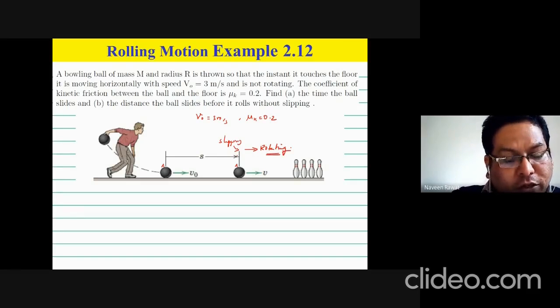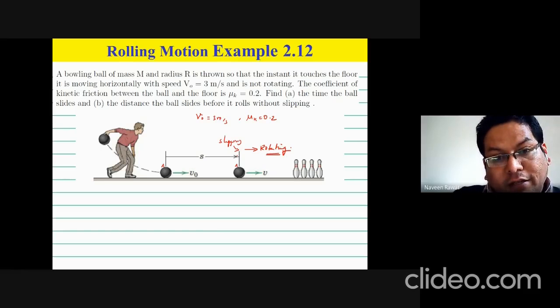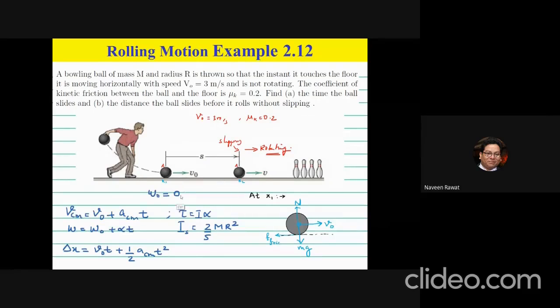I'll give you a hint: you have to decompose the forces to actually calculate the values for your time and the distance. So in this problem, when the ball strikes the floor, because of the friction it starts sliding, so there is no rotation happening from position x1 to x2. In this situation from x1 to x2, we have to use the equations of kinematics that we know.